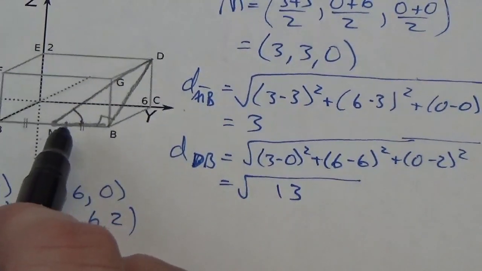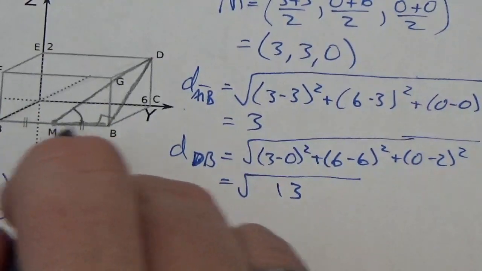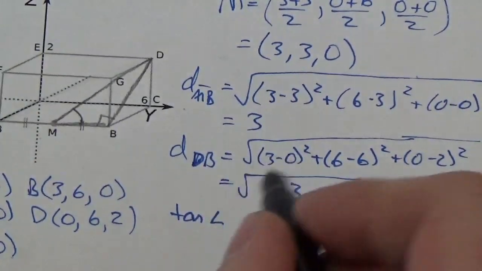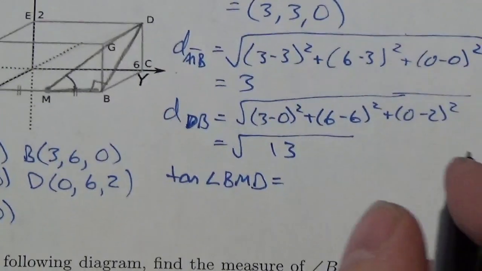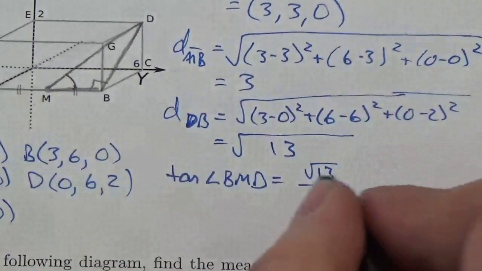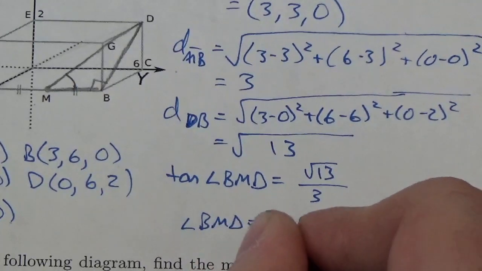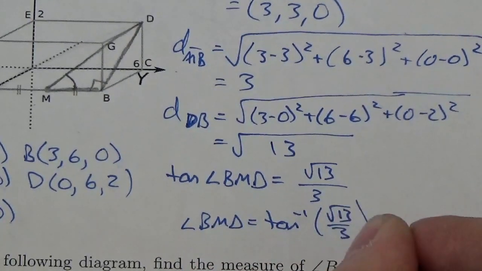So now for me to figure out what the angle is here, I'm going to use tangent because I have the adjacent side and now the opposite. So the tangent of angle BMD is going to be the length of the opposite side here, this root 13, divided by the length of the adjacent side. So angle BMD is the inverse tangent of root 13 over 3.